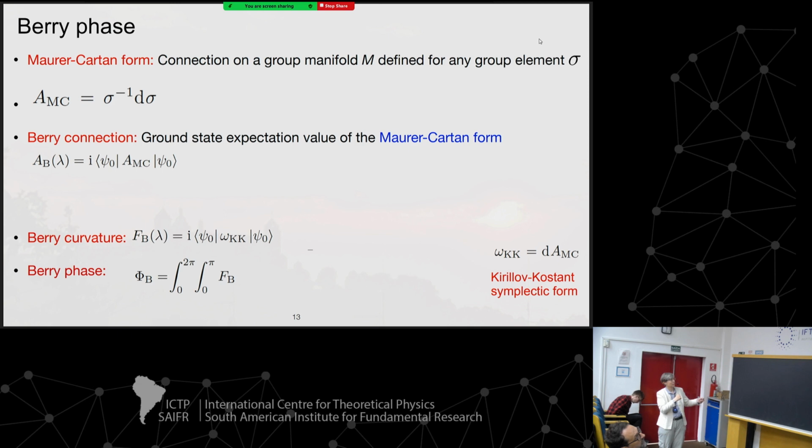Here, psi naught will be the ground state of some quantum mechanical system. And then you can also define a Berry curvature by taking the exterior derivative of this connection. This is called the Kirillov-Kostant symplectic form in the literature. Again, you take this expectation value with respect to the ground state, and the Berry phase is then, because you have a 2-form here, you can consider putting a sphere around it, and this again gives you the Berry phase. So this is a very mathematical definition which encompasses the simple quantum mechanical example that I was mentioning before.